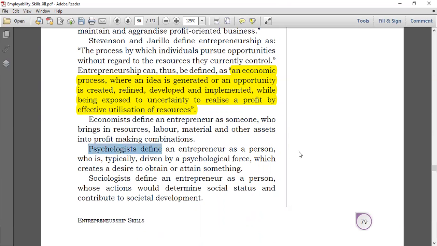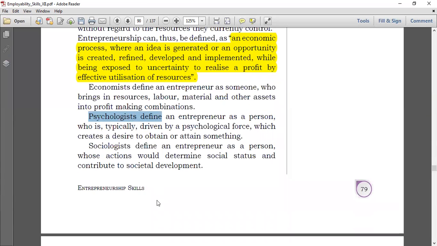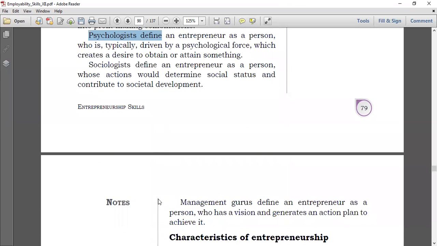Psychologists define entrepreneurs as persons who are typically driven by psychological forces. So they have some kind of psychological forces which push them to achieve certain goals in their lives, right? Sociologists define entrepreneurs as persons whose actions determine social status, right? So whatever action such people are doing, उससे उनका social status जो है वो strong होता है, right? So they could contribute to social development also.